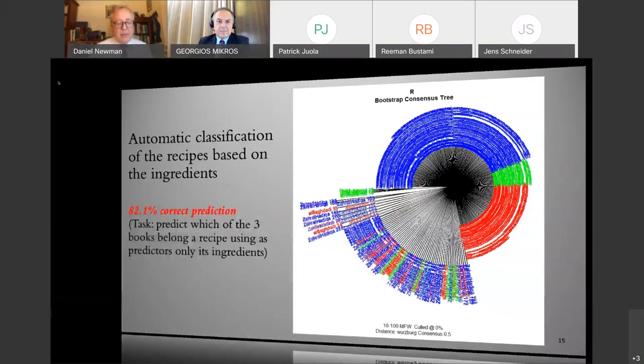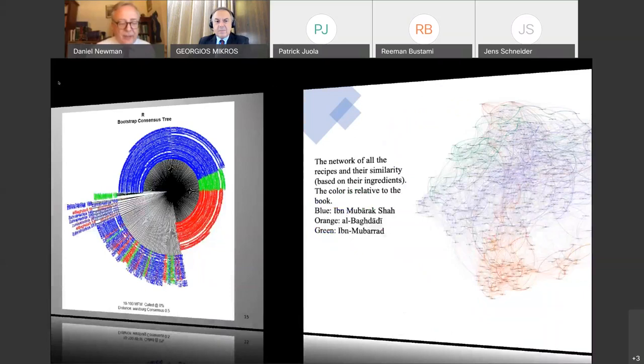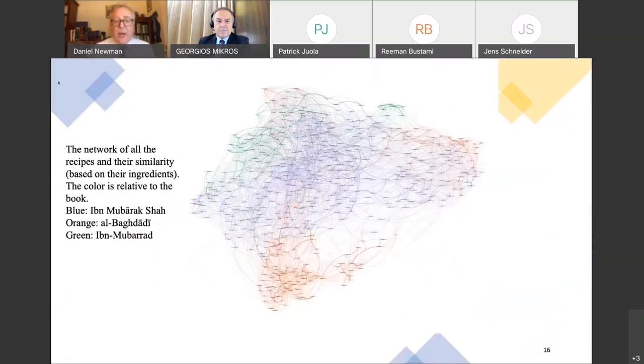The network of recipes shows where, i.e. in which book, clusters occur, which then allows an analysis in terms of types of recipes as well as overlaps across the books. It shows, for instance, the increased diversity of Ibn al-Mubarrad's recipes, and of course we can also observe a number of very distinct clusters in some of the other books, most notably in al-Baghdadi.